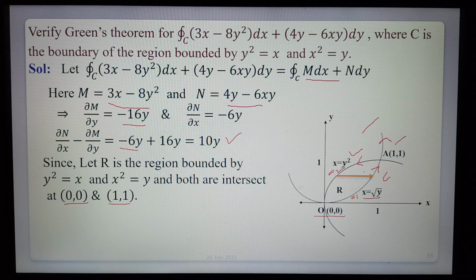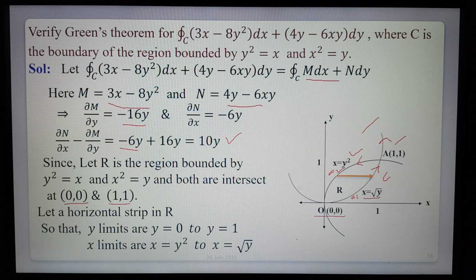So in this region now, assume any vertical strip or horizontal strip. Okay? So now I am choosing a horizontal strip. Horizontal strip means sliding along the y axis. The y limits are constants, and the x limits are functions of y.